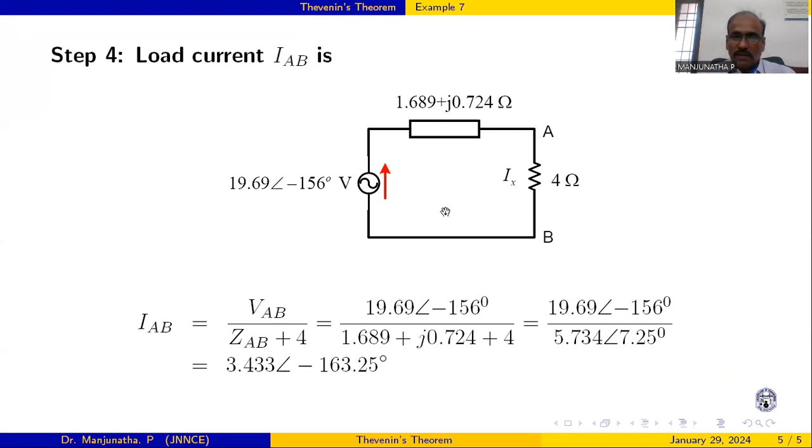So in this way, we can replace the circuit with the Thevenin equivalent, then determine the current through the load.